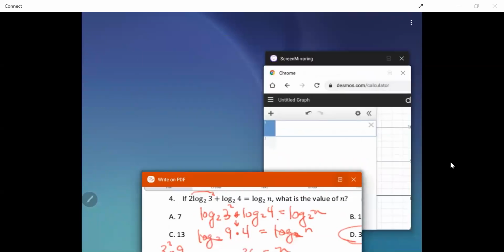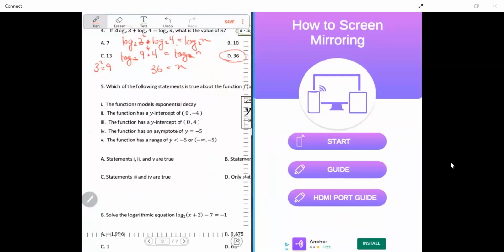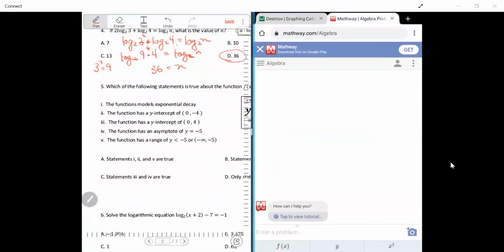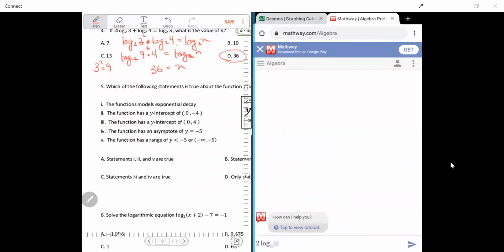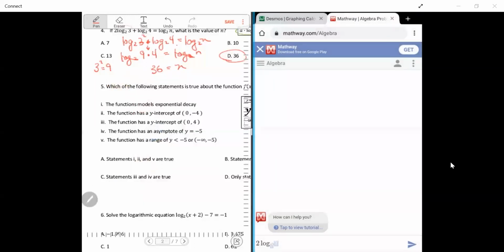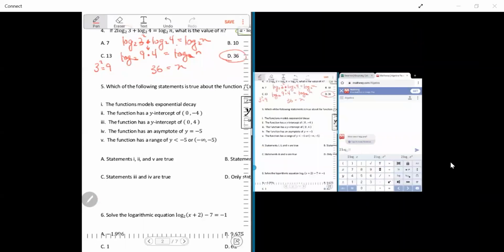Now, you may not be comfortable with that, and you may want to check your answer before you're done. You can use your Desmos calculator to check your answer. So if we just put this in as 2 log, I don't think it's going to.